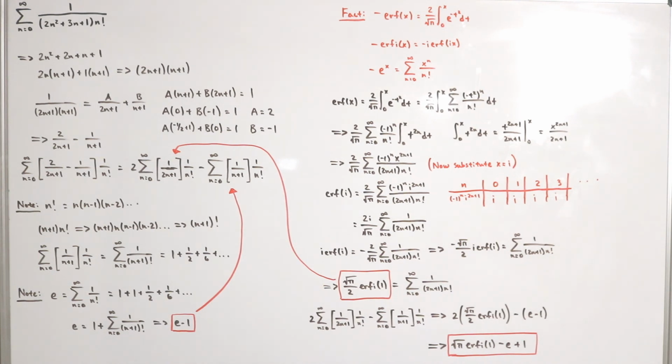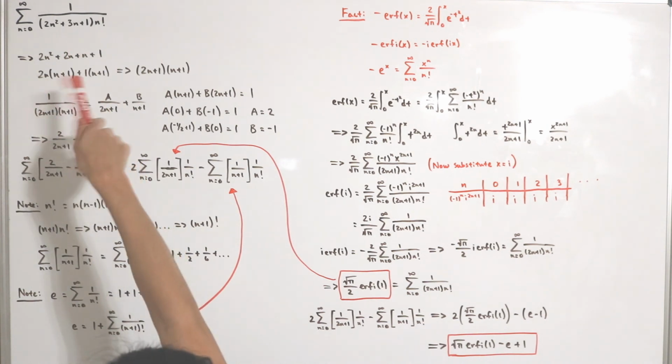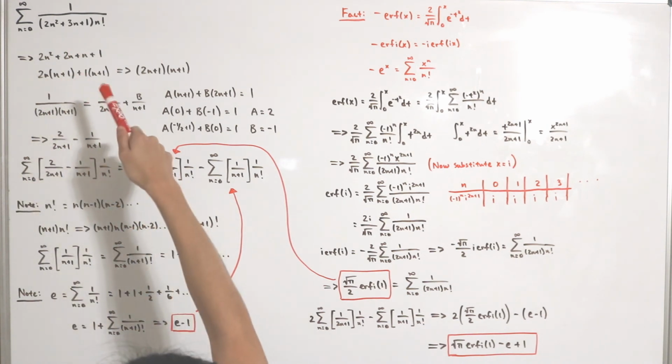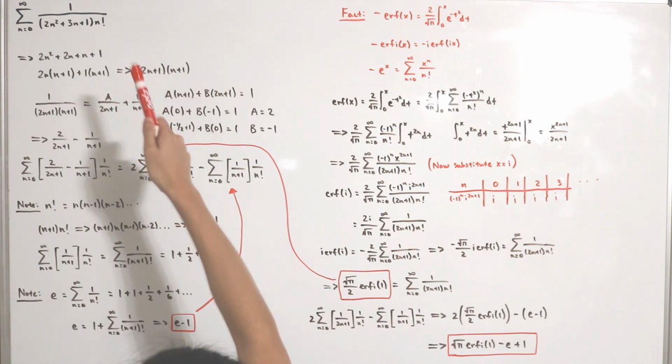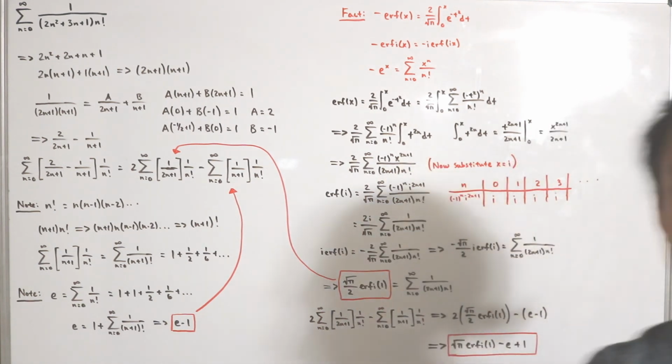To reiterate one more time: the infinite series from n equals 0 to infinity of 1 divided by (2n squared plus 3n plus 1) multiplied by n factorial is equal to the following: square root of pi multiplied by the imaginary error function at 1, minus e plus 1. And there you have it.